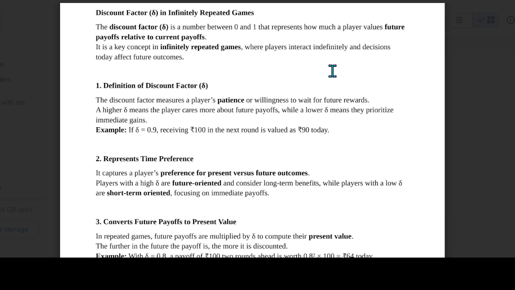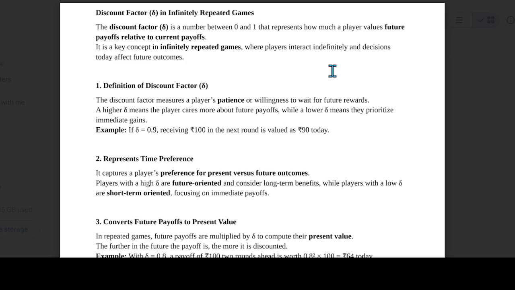Alright, now to understand what a discount factor is, we need an infinitely repeated game. What is an infinitely repeated game? It is basically one that goes on infinitely without any definite end. Pretty self-explanatory, it kind of goes on forever. There is no certain end to it. It keeps repeating and repeating.